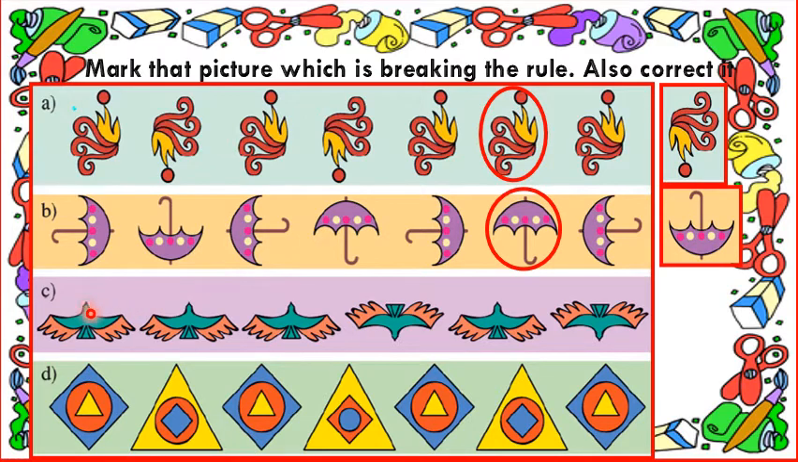Here the first bird faces up, second bird also faces up. But seeing this pattern, the rule is a half clockwise turn. That is, one bird faces up, second bird should face down, third bird faces up, fourth down, fifth up, sixth down. So second bird is breaking the rule. So circle second bird and draw the correct bird facing down.